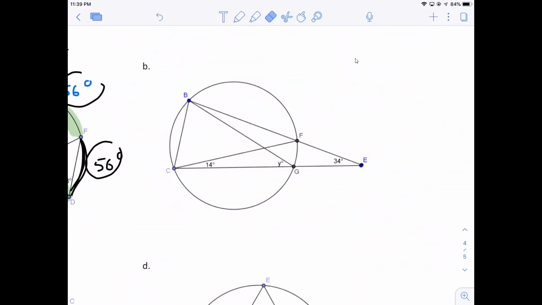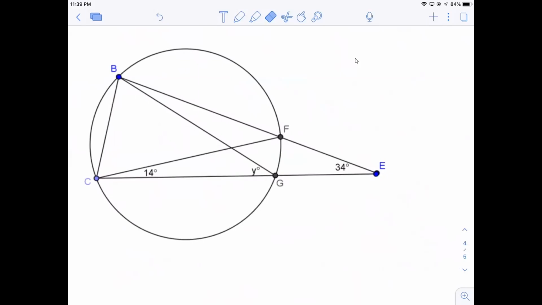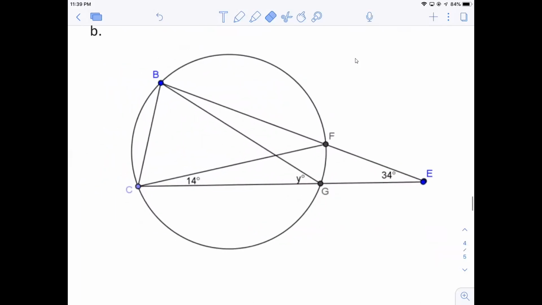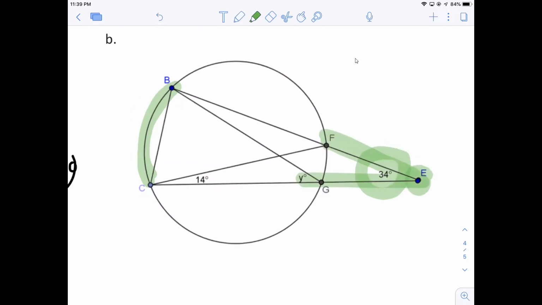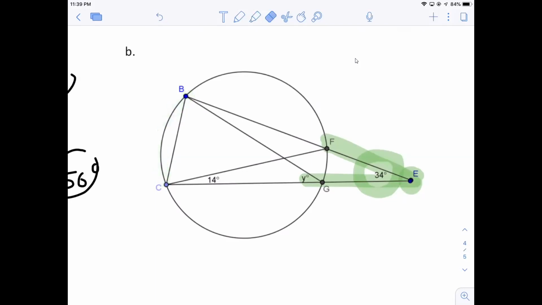Letter B, we're looking for the measure of angle Y here. So that's 34 degrees. Does this mean the measure of arc BC is 2 times 34? No, you have to be very careful because this angle here is not an inscribed angle. Its vertex E is not on the circle. So there is a theorem for angles like these that are just floating around, but we're not there yet, so we don't know that theorem.